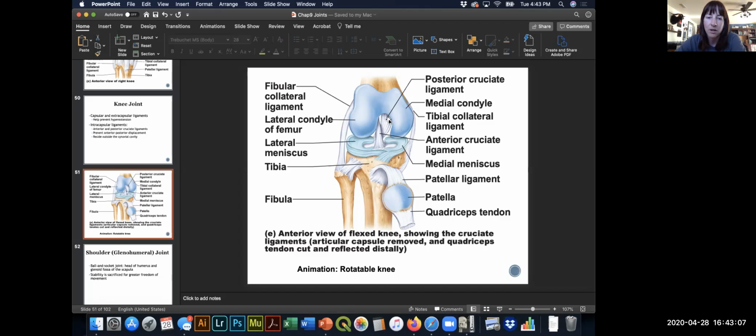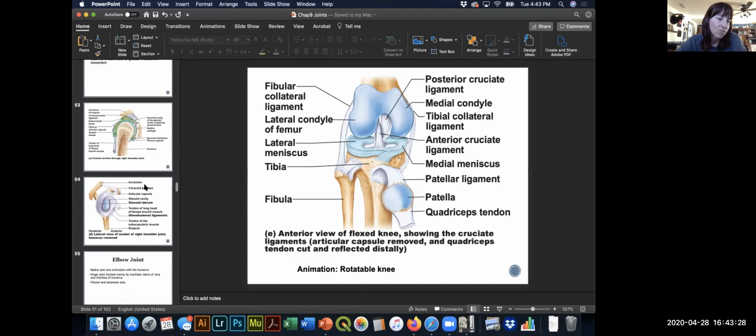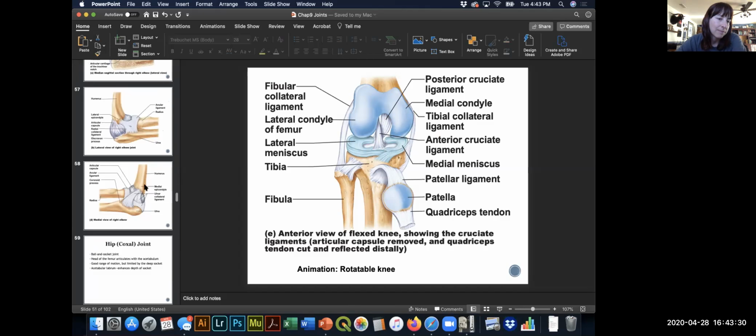So that's 1, 2, 3, 4. Anterior and posterior cruciate ligaments, fibular and tibial collateral ligaments of the knee joint. Those are the only reinforcing ligaments that I want you to know the names of, okay?